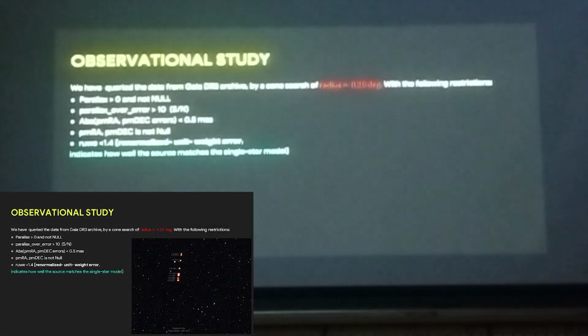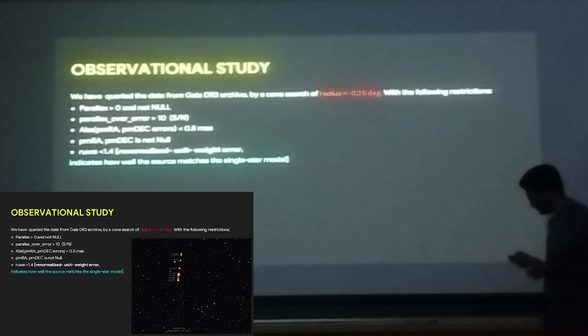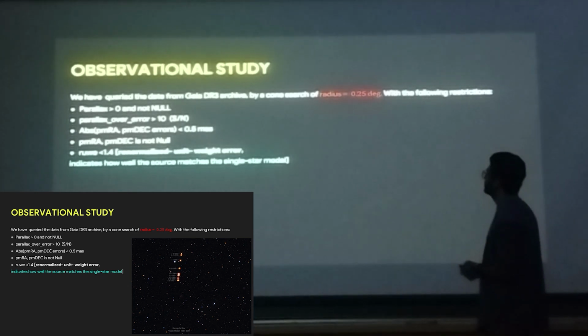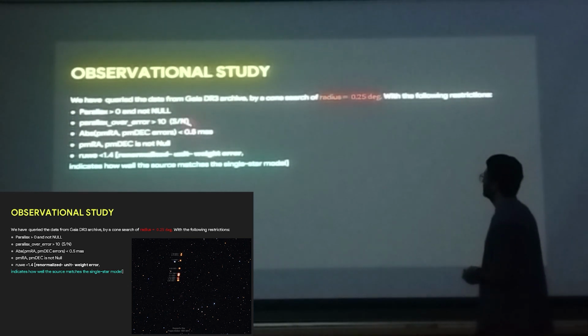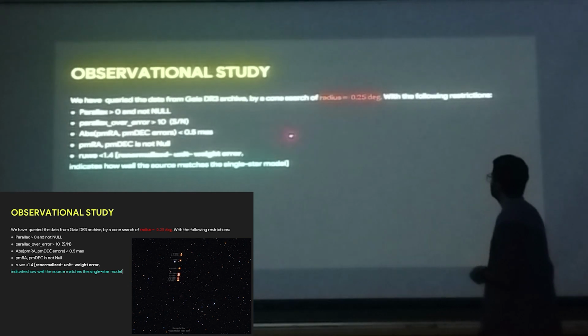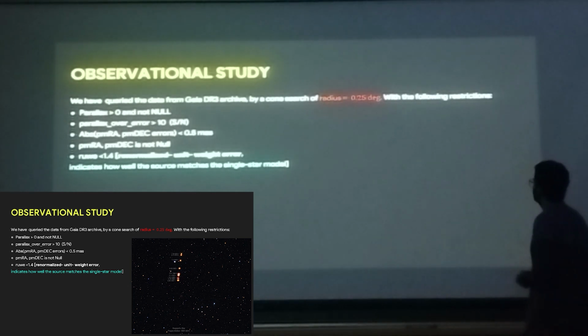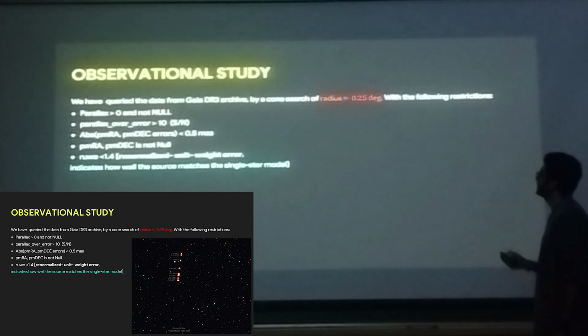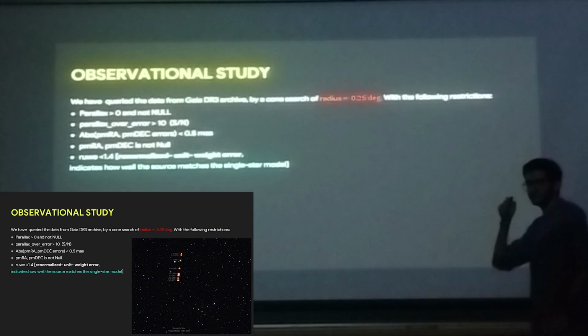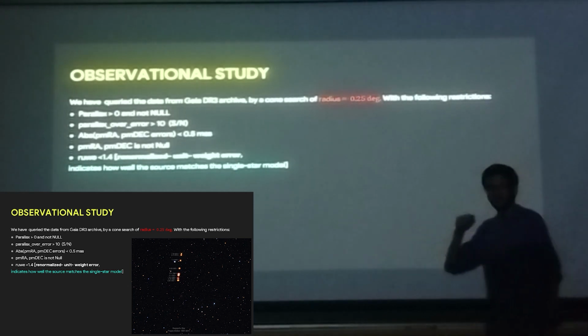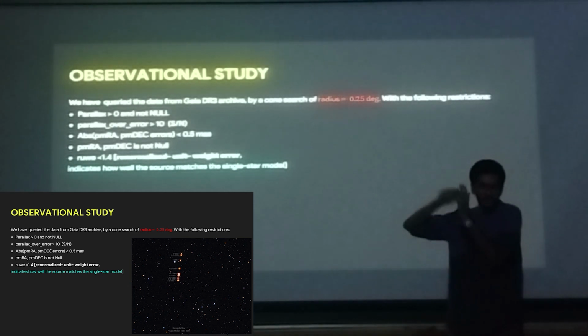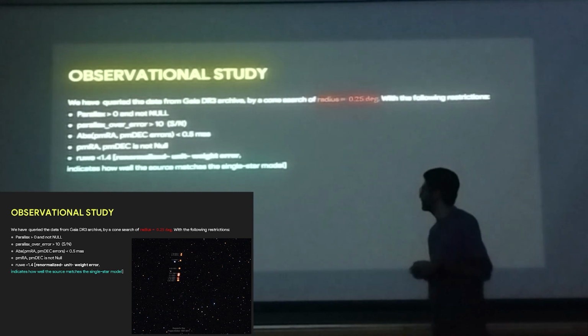So observational study. These are all the things we took. We begin by taking data from the Gaia archive, did a cone search of radius 0.25 degrees, and these are the parallax cut and the signal to noise ratio for better parallax measurements. And these are the absolute proper motions, since we will later see that to identify a cluster, we will do a clustering in the proper motion velocity space.